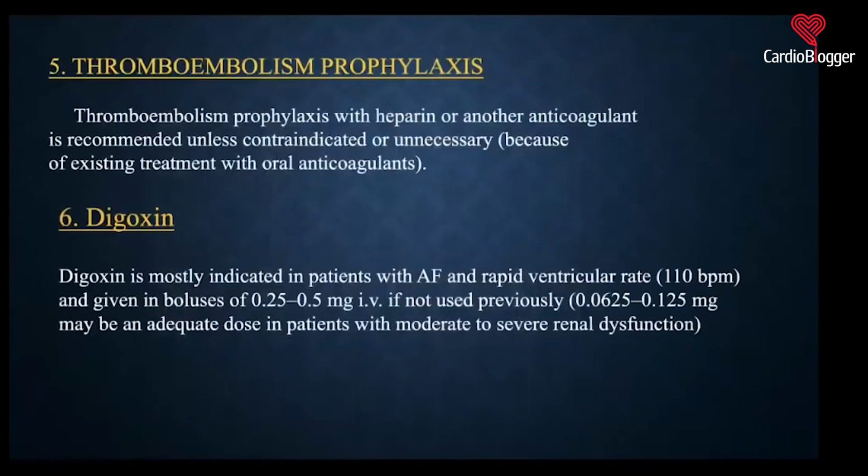Now, as I already discussed, thromboprophylaxis should be used if you are considering any underlying ischemia. Digoxin is mostly indicated if the patient has a fast ventricular rate. Many people use IV boluses of 0.25 milligram. However, it should not be given more than 5 days a week because the half-life is around 120 hours. So you should have at least digoxin-free intervals.